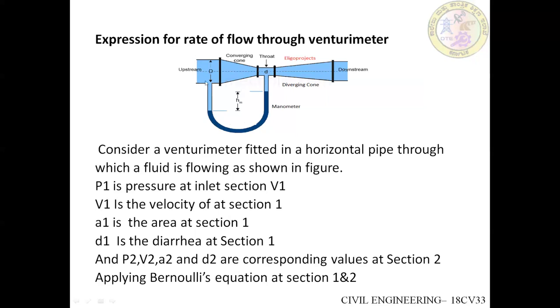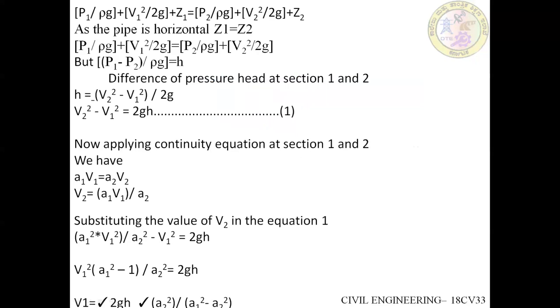If you apply Bernoulli's equation at section 1 and section 2, we get P1 by rho g plus V1 square by 2g plus Z1 is equal to P2 by rho g plus V2 square by 2g plus Z2. Since the pipe is horizontal, the datum head Z1 will be equal to Z2, so in the above expression Z1 and Z2 get cancelled. So you will get the expression as P1 by rho g plus V1 square by 2g is equal to P2 by rho g plus V2 square by 2g.